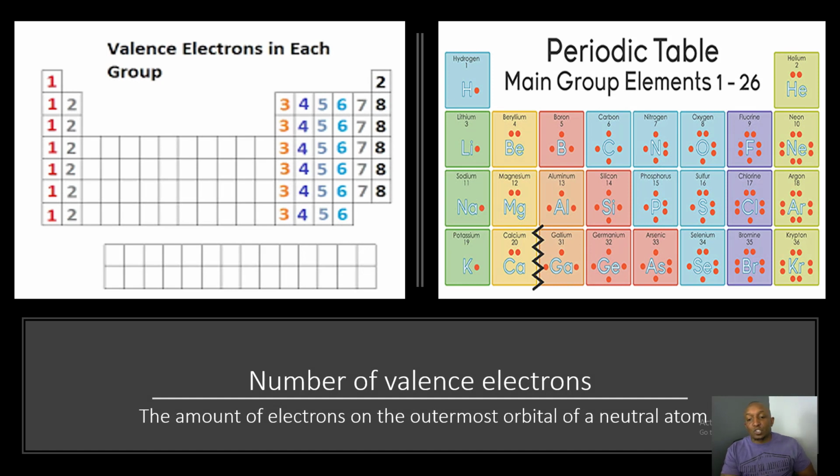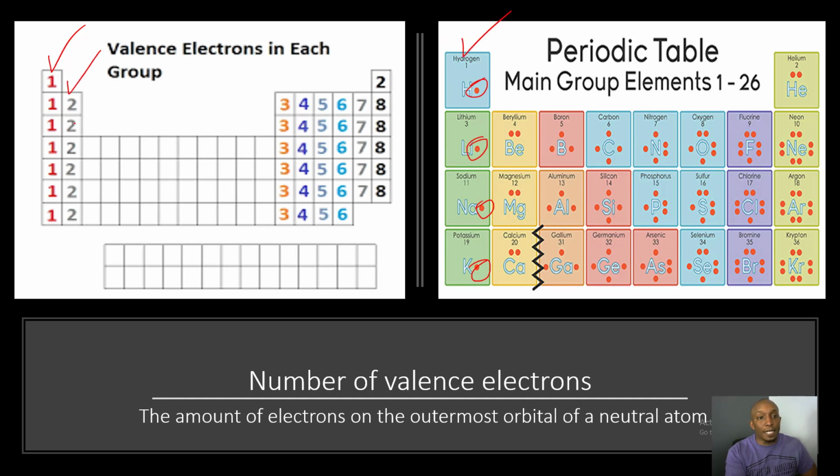And this is the amount of electrons in the outermost orbital of a neutral atom. So we'll go ahead and take a look at our periodic table. If we look in this first column right here, all of these elements only have one valence electron. So if you notice, hydrogen, lithium, sodium, and potassium all have one valence electron.